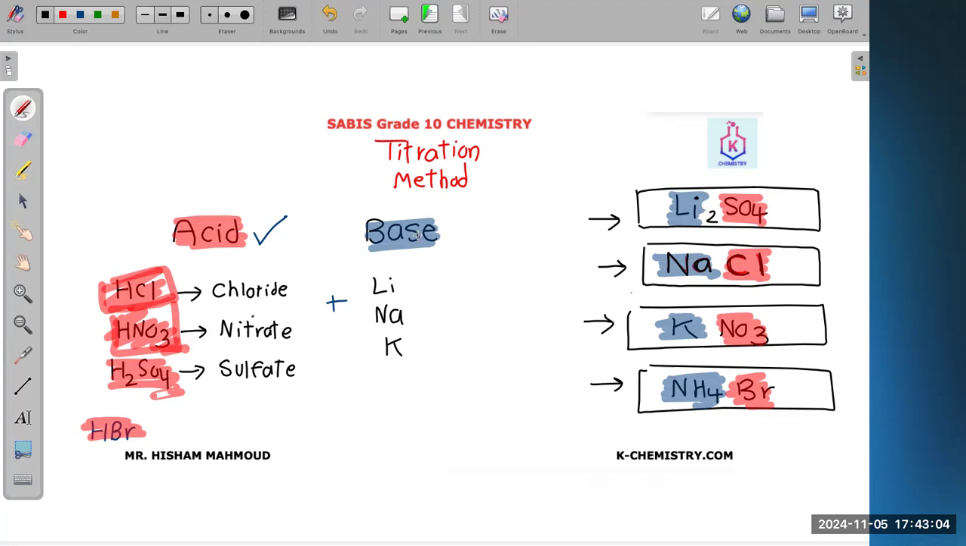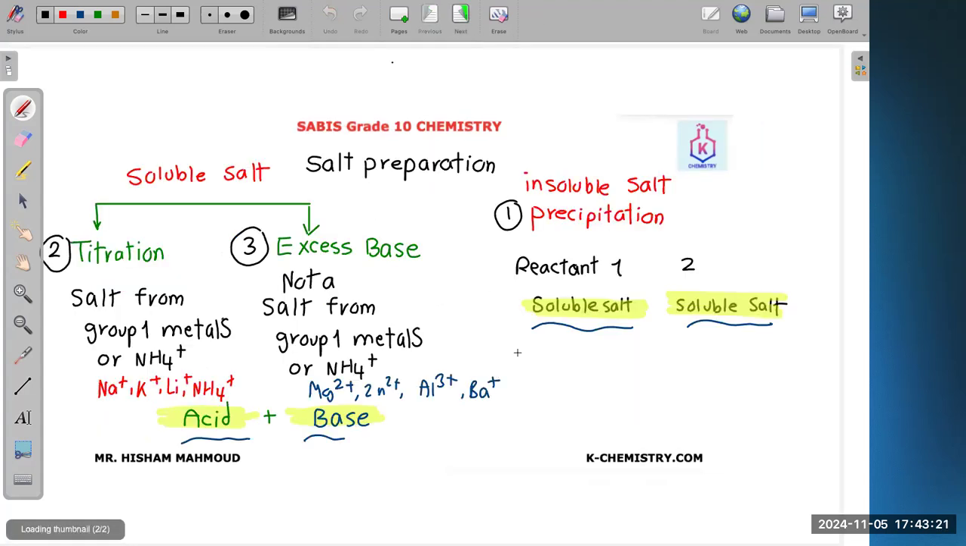You said it is a base, so it must be a base. Can I use lithium nitrate? No. Lithium nitrate is a salt, and we said we must use a base. Take care. If you make this mistake, then it is wrong. Don't use soluble salts here, and don't use acid and base here. The exchange is not allowed.